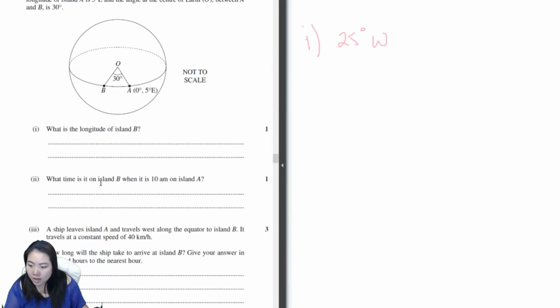2. What time is it on Island B when it is 10 a.m. on Island A for 1 mark? Alrighty. The sun comes up from the east, so the sun is gonna hit A before it hits B. So that means B must be earlier than 10 a.m. Now we just have to figure out how much earlier.